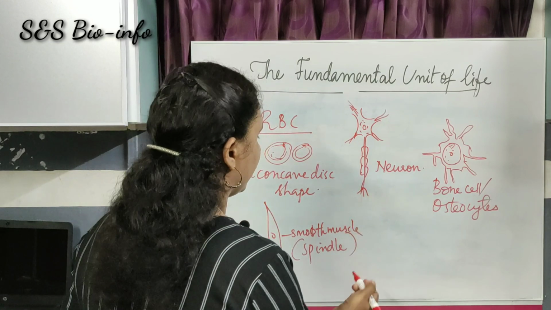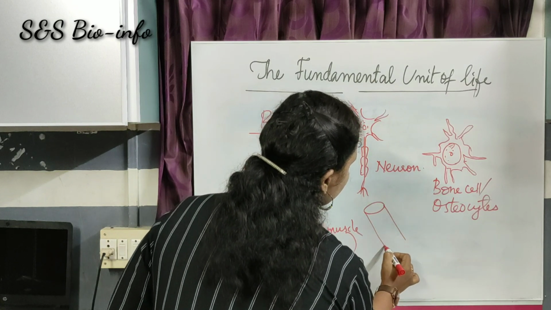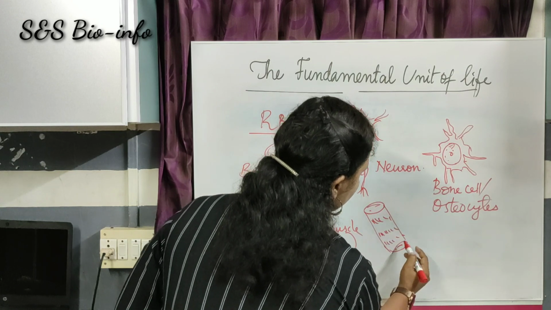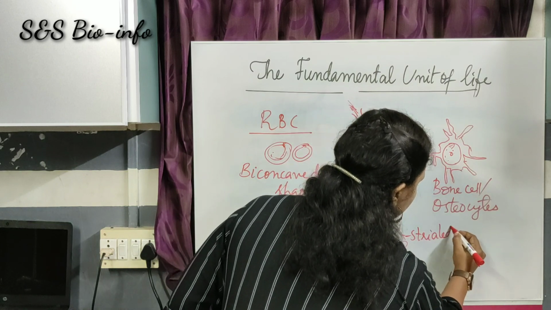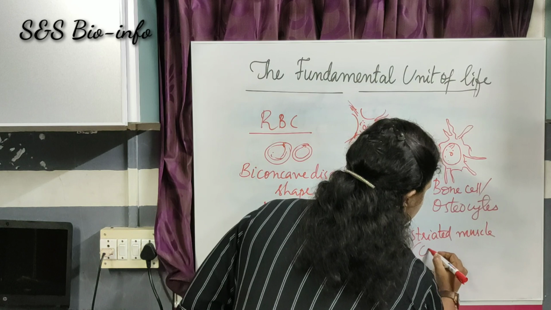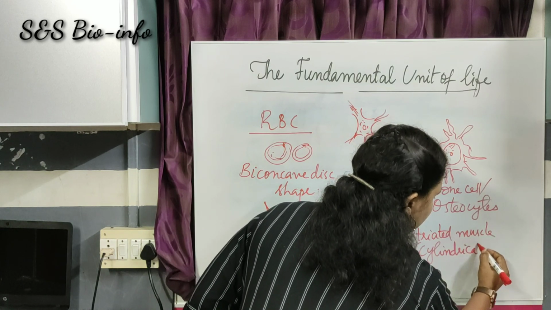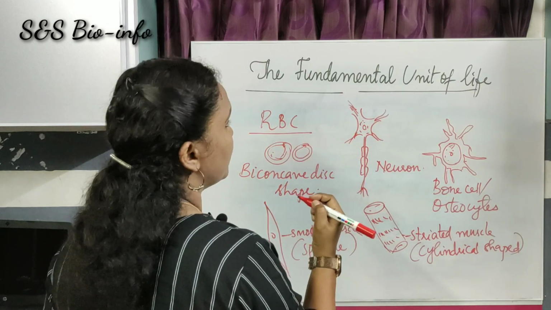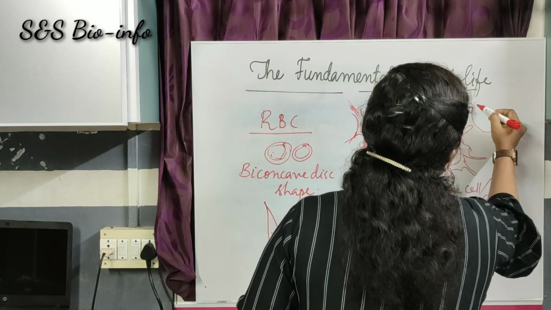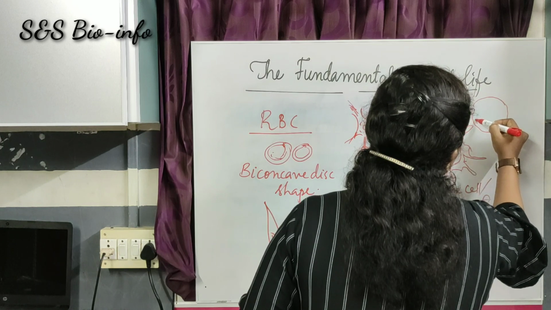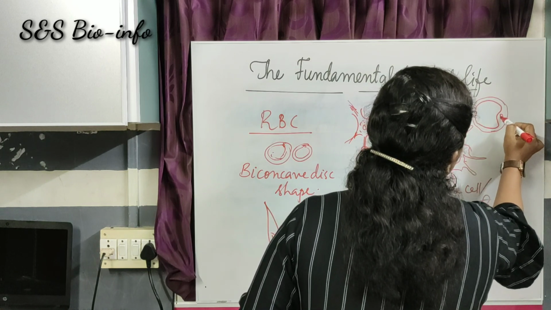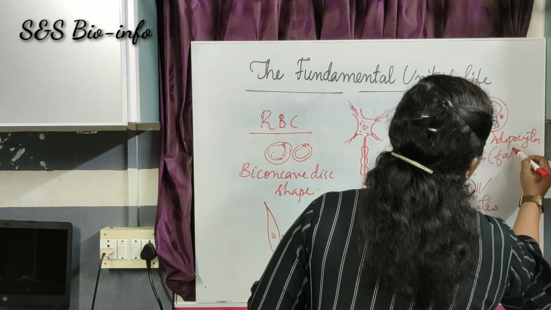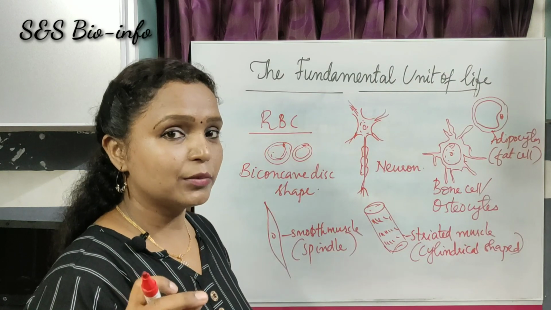Then another cell, striated muscle. Striated muscle is cylindrical shaped. Then our fat cell, adipocyte. Adipocytes or fat cell. Next cell is ovum or egg cell.